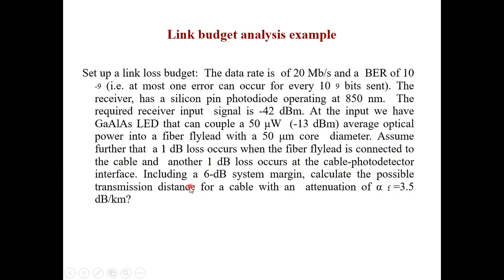Now here, see in the question, they have given a system margin, including a 6 dB system margin. What we are supposed to calculate in this particular problem is the possible transmission distance L, capital L, of the cable with an attenuation of alpha f, which is equal to 3.5 dB per kilometer.